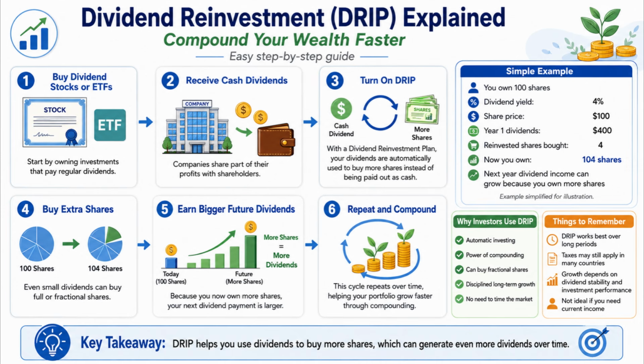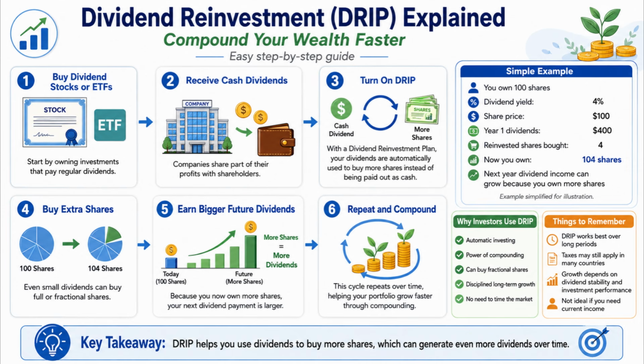Normally, dividends may come to you as cash, but with dividend reinvestment, the process works differently. Next, when the company or ETF pays a cash dividend, instead of taking that money out, you turn on a dividend reinvestment plan. This means your dividend is automatically used to buy more shares of the same investment. So, rather than receiving only cash, your portfolio slowly increases because you are collecting extra shares.